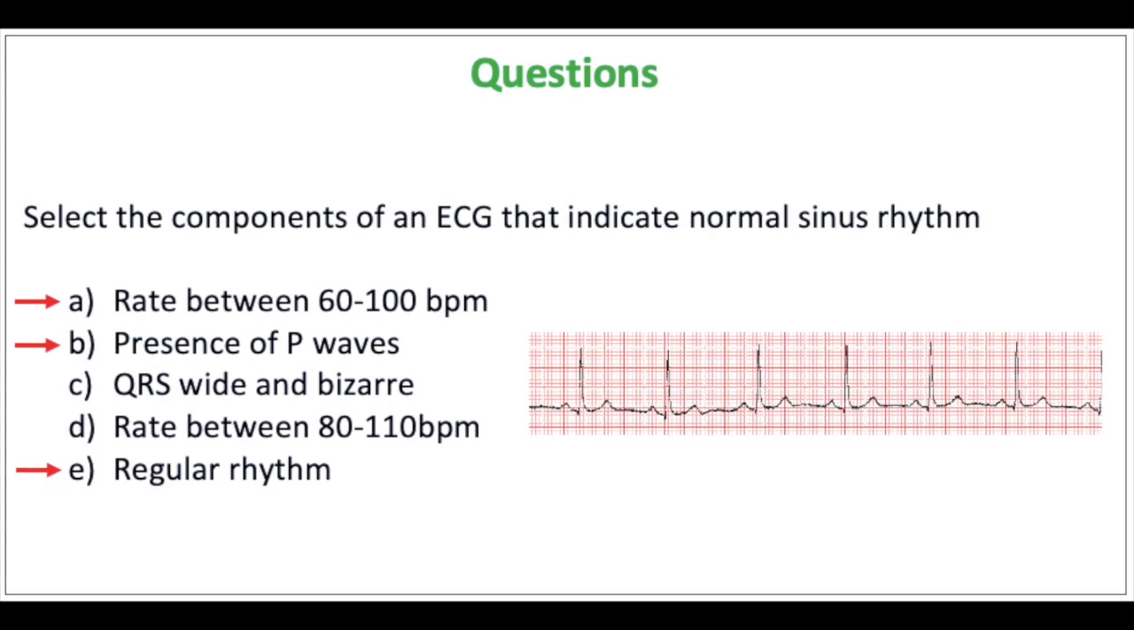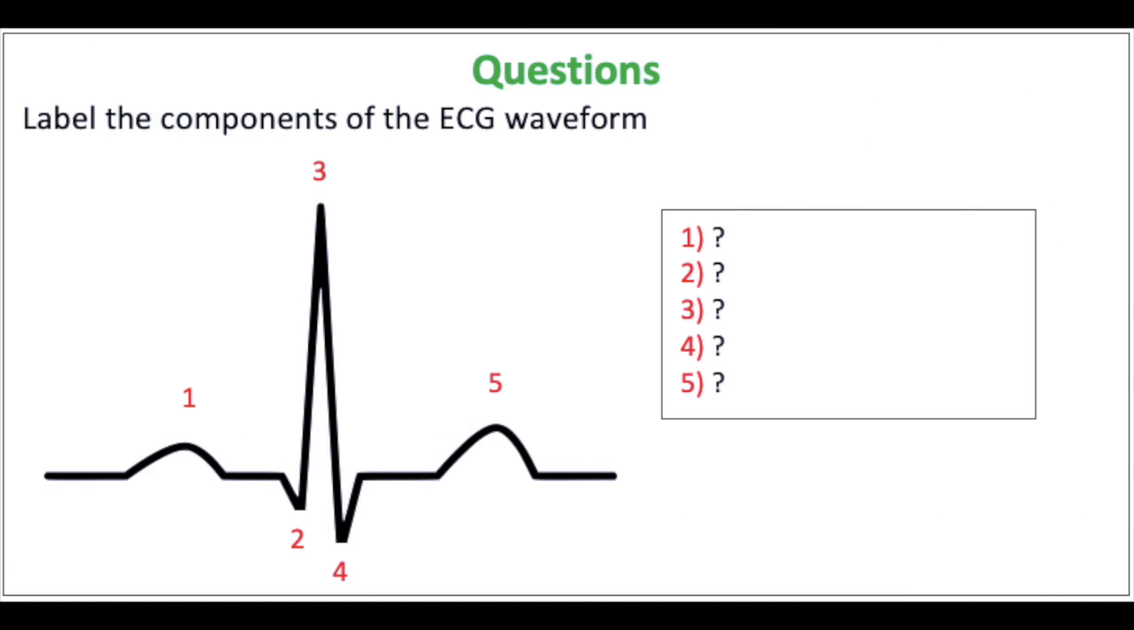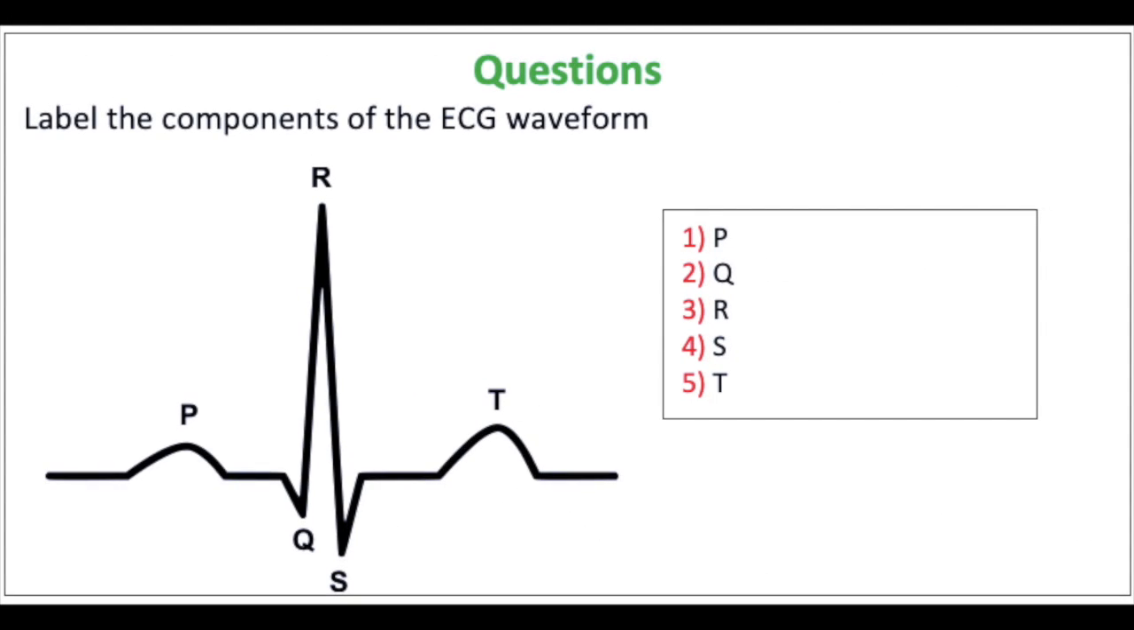Here are the answers. So there are three correct components: a rate between 60 to 100 beats per minute, presence of P waves, and a regular rhythm. Next question is to label the components of the ECG waveform. So pause this now and have a go. And the answers are P, Q, R, S, T.